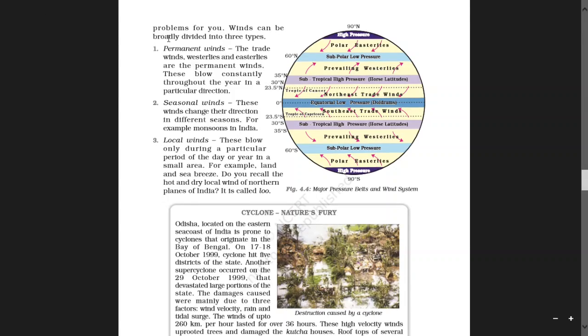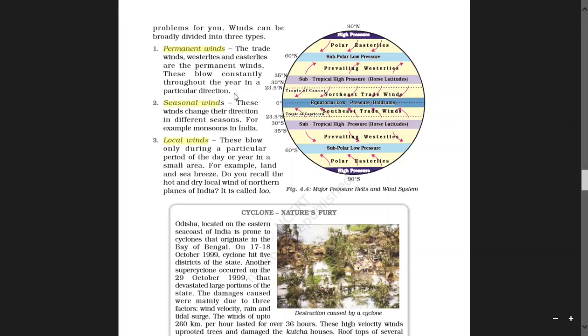Winds can be broadly divided into three types. So these are permanent winds, seasonal winds, local winds. Tick mark these three also. What are the different types of winds? It can be asked, explain each of them, or it can be asked what is permanent wind.